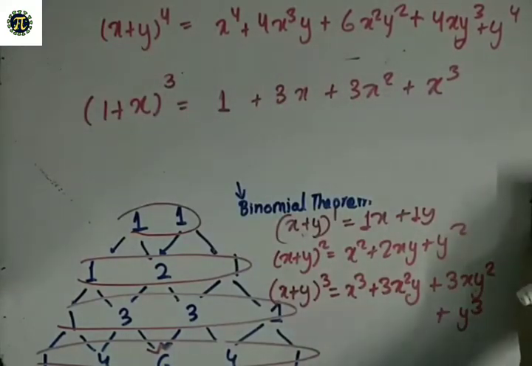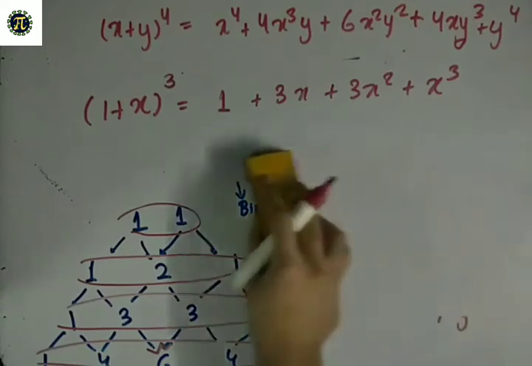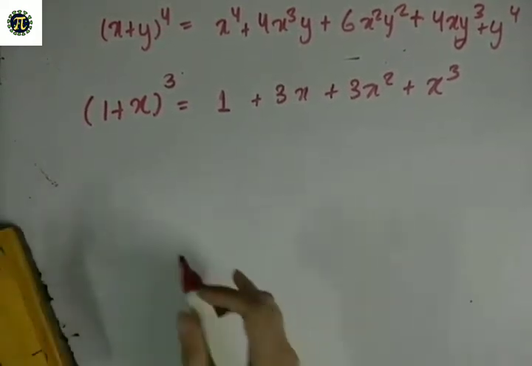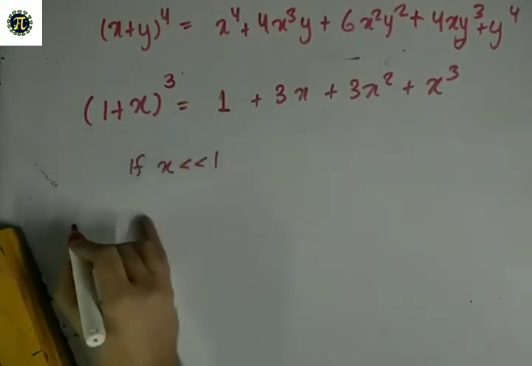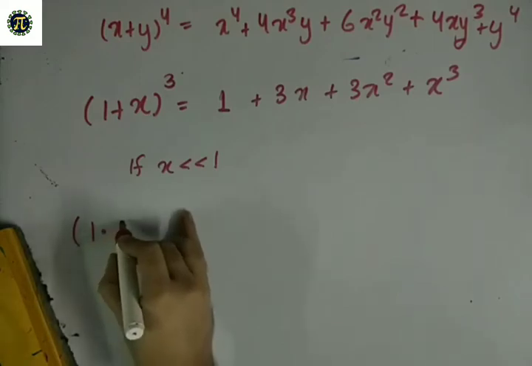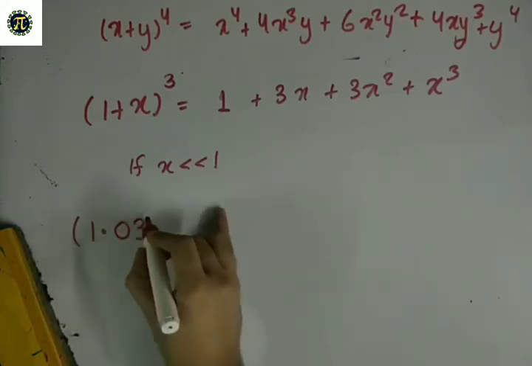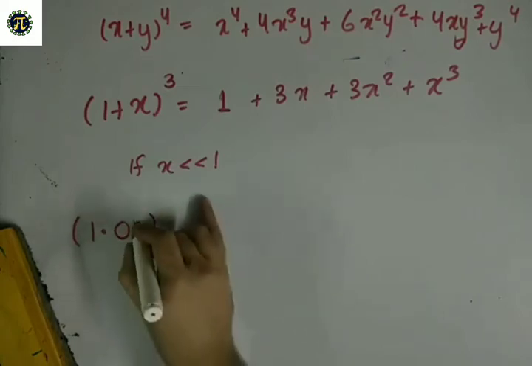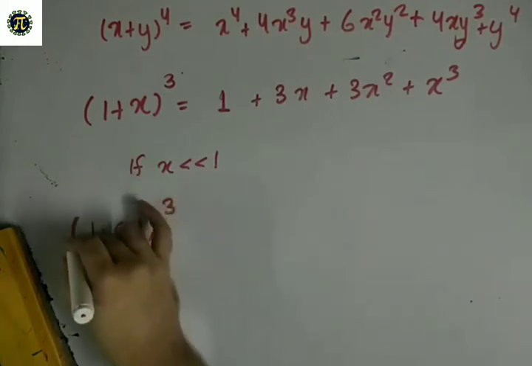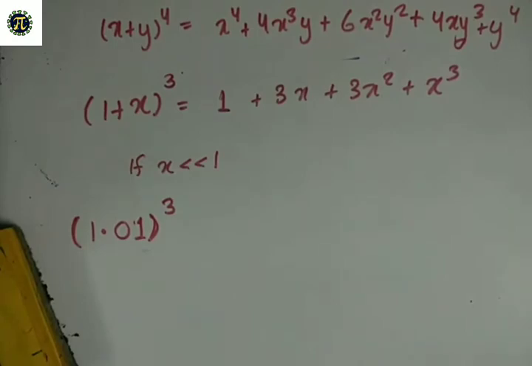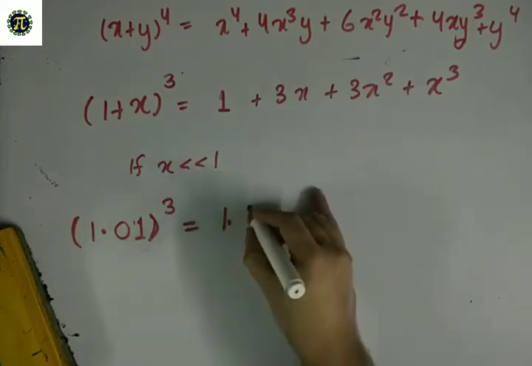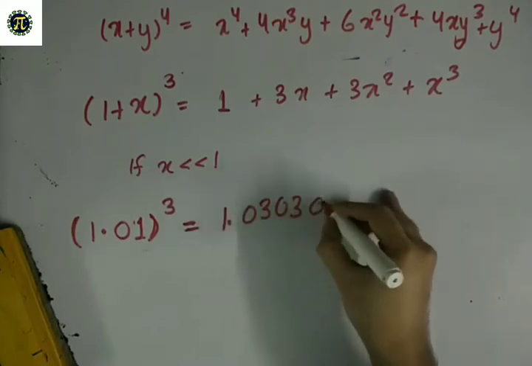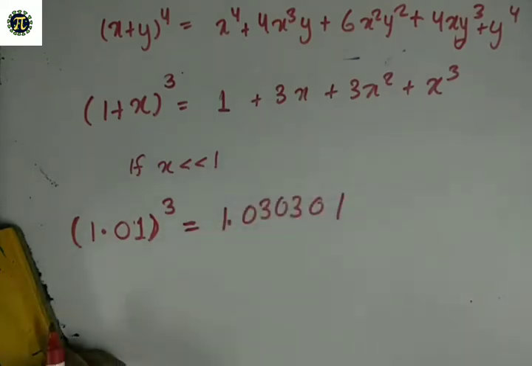You have seen this expansion in your class 10th also, 9th also. But let's say x is very small compared to 1. For example, I want to find the cube of 1.03, or 1.01 whole cube. Either I can multiply 1.01 with itself 3 times. In that case, I will get the exact answer to be 1.030301. This is the exact answer.